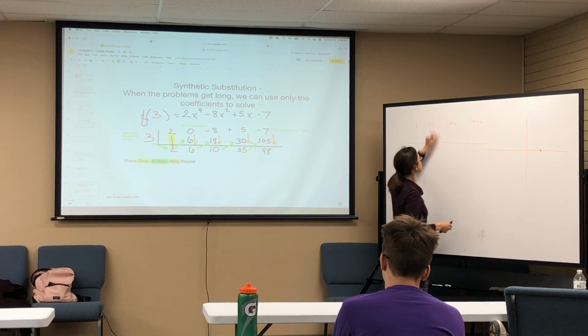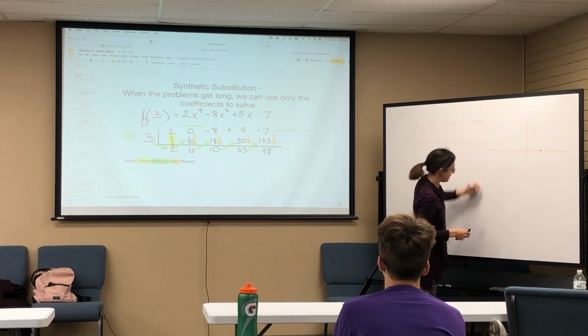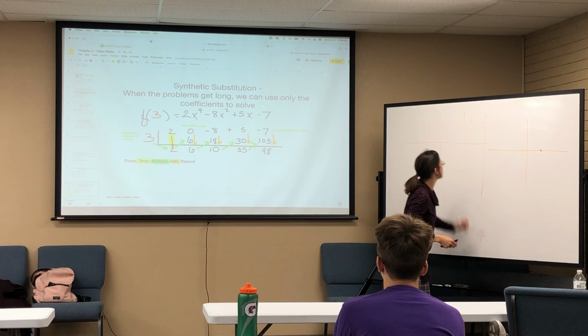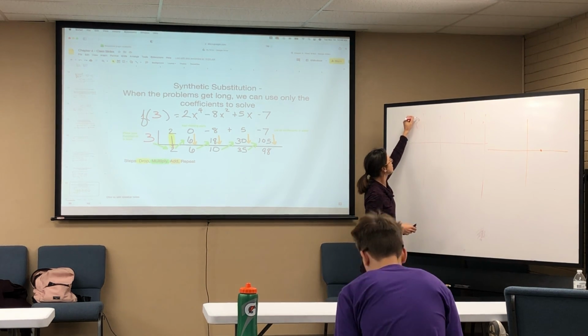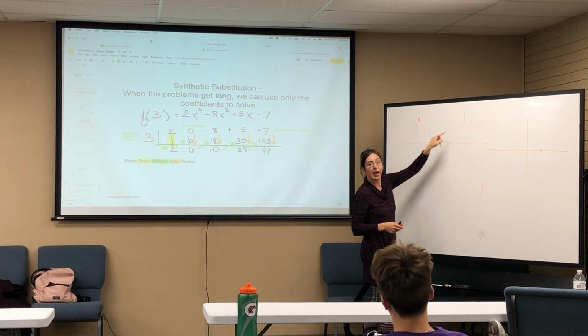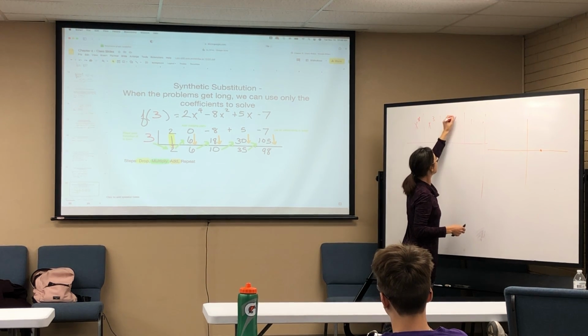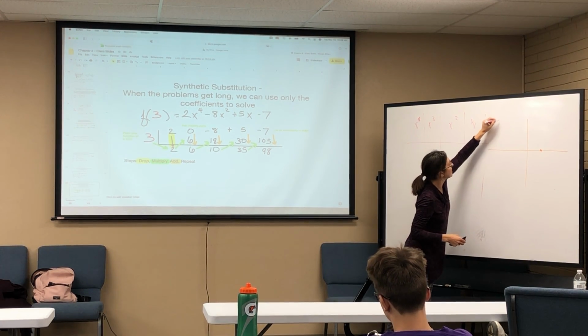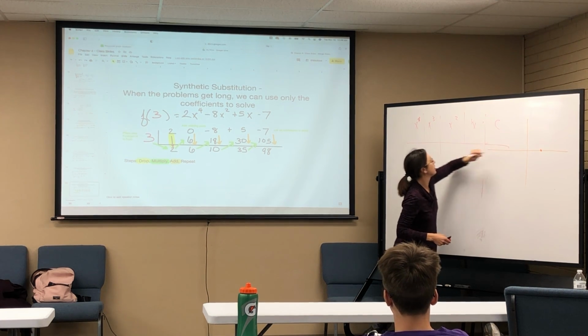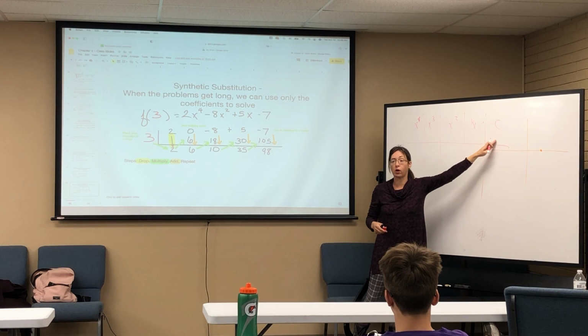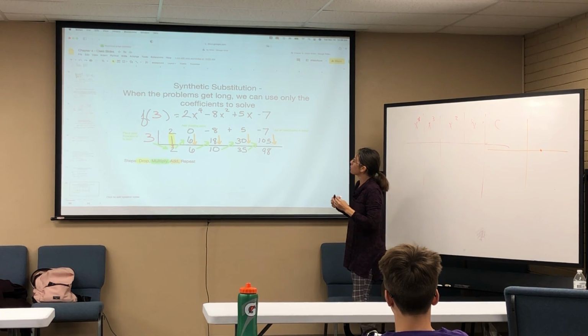So in this case, whatever our degree ends up being as we go across, if we start with x to the fourth, then we have to work our way down. So we have to have x cubed, x squared, x, and then our constant. Right? So wherever you start at the top, you have to have a space for each one, working all the way down. So let's look at this one.